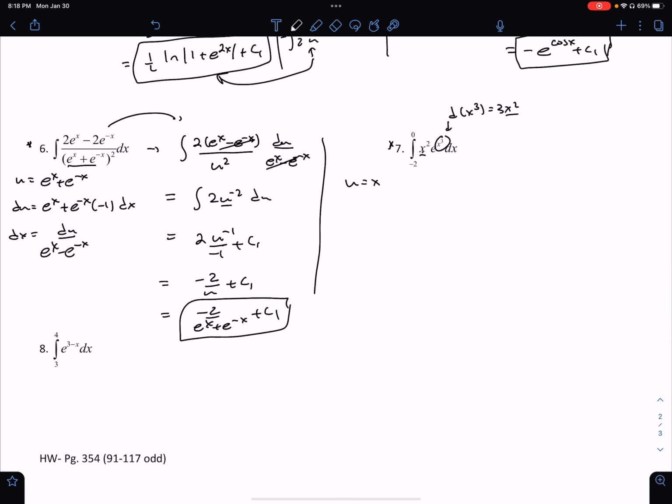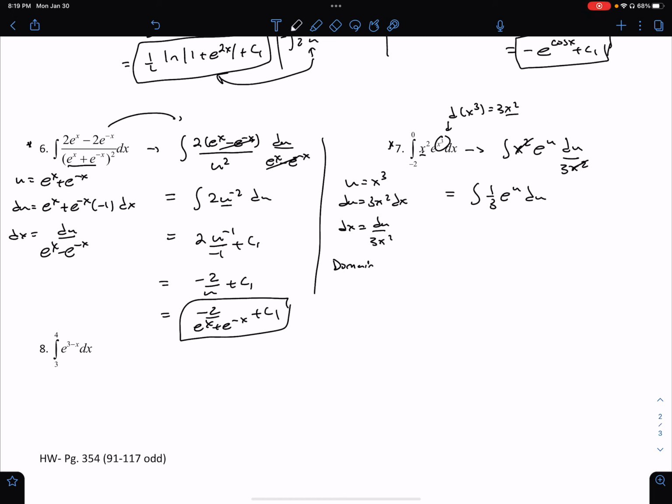Let u equal x cubed. Du is 3x squared dx. Dx is du over 3x squared. When I rewrite this, we're going to get x squared e to the u du over 3x squared. X squareds cancel. We're left with 1/3 e to the u du.